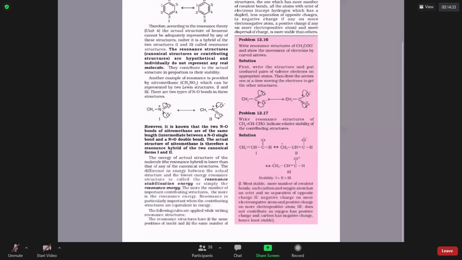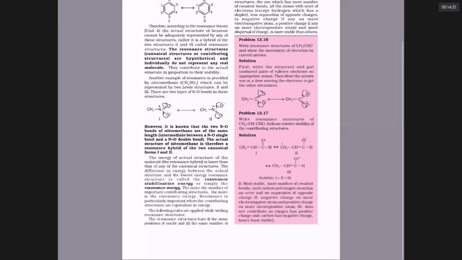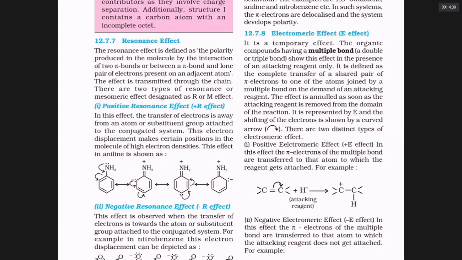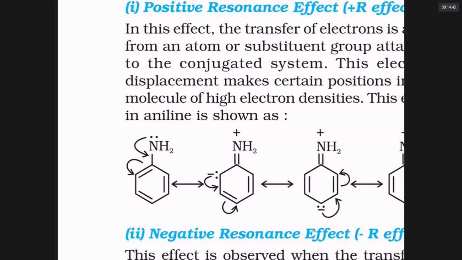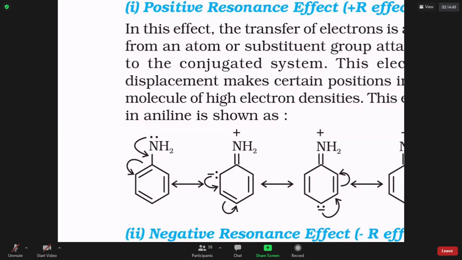Notice, due to resonance, if you carefully look at there is a compound called aniline. Benzene is linked to NH2. Here you can see the lone pair, single bond, double bond, single bond, double bond, single bond, double bond, single bond. The lone pair of nitrogen is in conjugation.